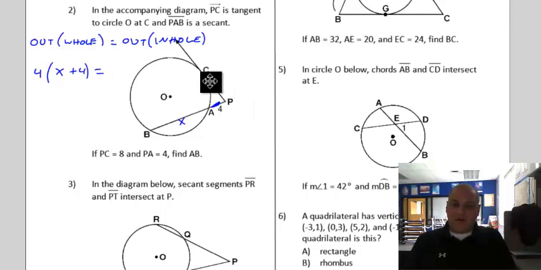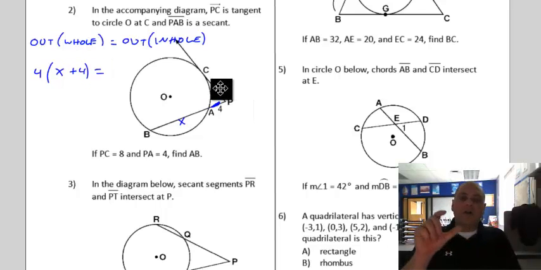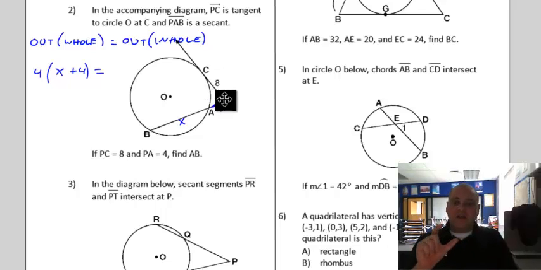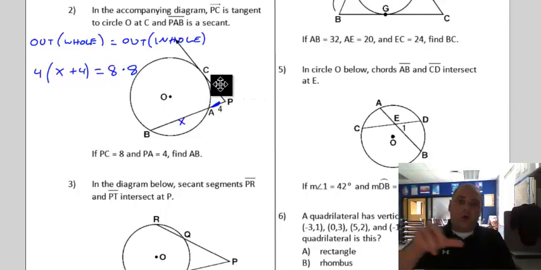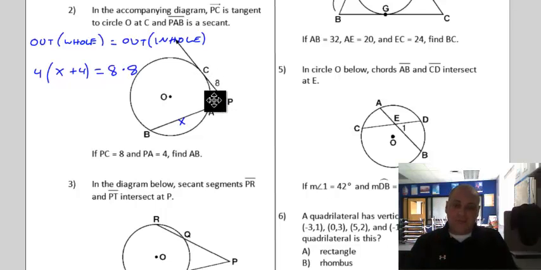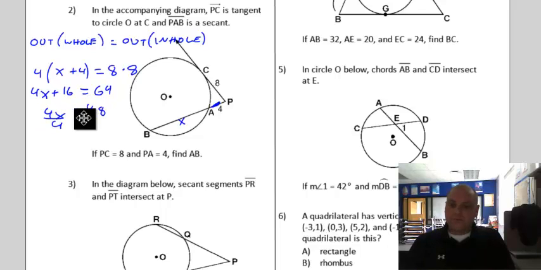And that equals, now here it's a tangent, so the whole piece is outside. So it's 8 times 8. The outside's 8 and the whole thing is 8 because the whole thing is outside. Get it? Because it's a tangent. So that's going to be 4x plus 16 equals 64. We're going to subtract 16. 4x equals 48, and then divide by 4. So we're going to get 12 for AB. That's going to be our answer there, 12.